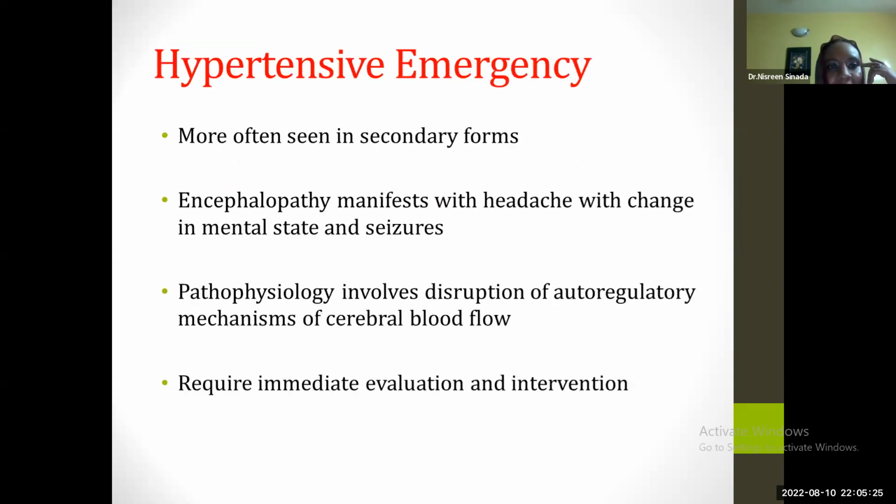So hypertensive emergency is often seen in secondary form. Encephalopathy manifests with headache, change in mental state, and seizure. Pathophysiology involves disruption of the autoregulatory mechanism of cerebral blood flow, and requires immediate evaluation and intervention.